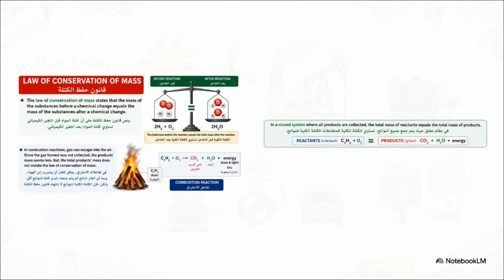Now, the really interesting part here is the idea of a closed system. Say you have a fire burning a pile of wood. If we were to trap all of that in a completely sealed, closed system, the total mass of the original wood and oxygen would perfectly equal the total mass of the ashes. Even the smoke and the escaped gases are mathematically accounted for.